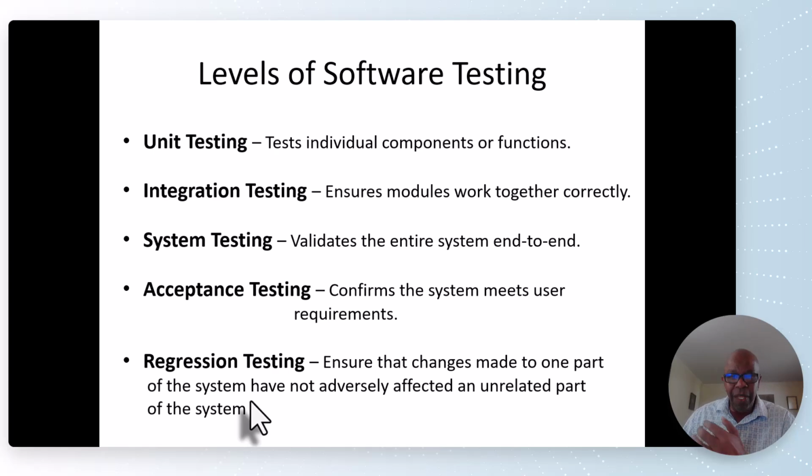Okay. So I may have changed something in the process of making a correction, which inadvertently, I didn't mean for it to do, but inadvertently caused something else to go wrong. Regression testing, the purpose of that is to make sure that the change that I made hasn't affected anything else in the system.